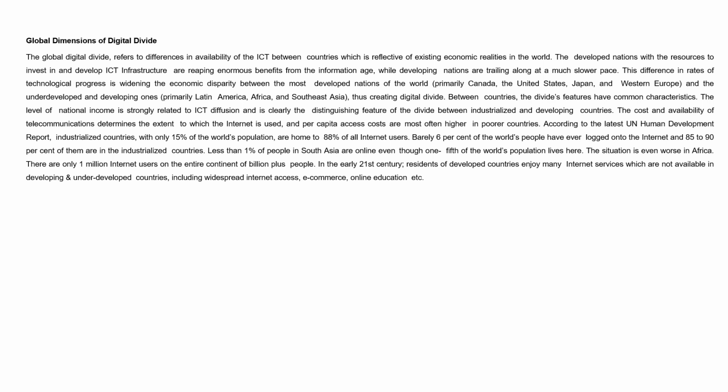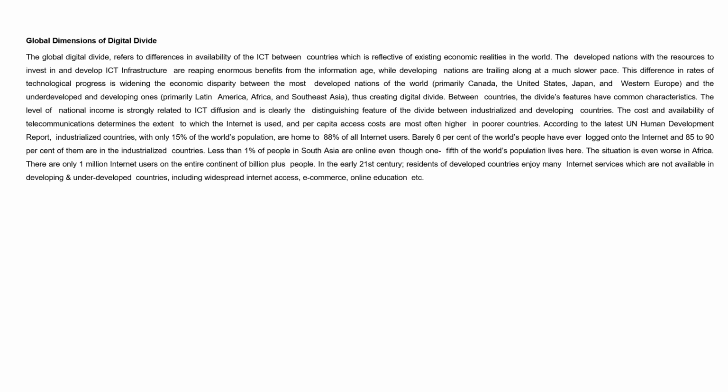Between countries, the divides feature common characteristics. The level of national income is strongly related to ICT diffusion and is clearly the distinguishing feature of the divide between industrialized and developing countries. The cost and availability of telecommunication determines the extent to which the internet is used, and per capita access costs are most often higher in poorer countries.